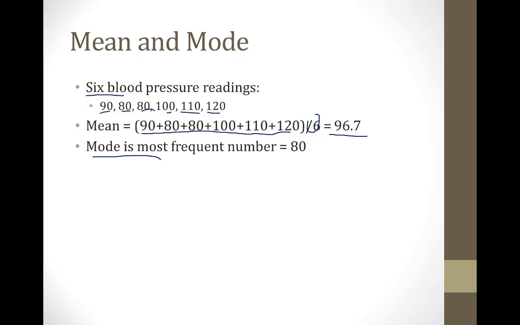The mode is the number that comes up most frequently. And in this data set, there are 2 examples of the number 80. So the mode would be 80.